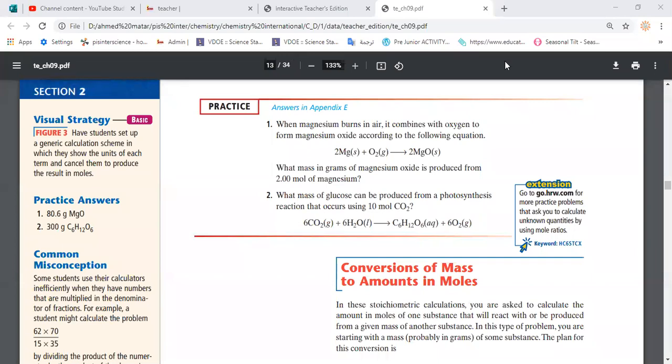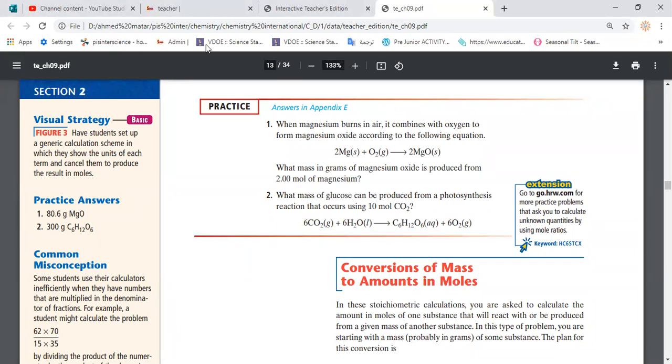So here, guys, pay attention, and if you know the answers, just raise your hand. Let's find: when magnesium burns in air, it combines with oxygen to form magnesium oxide according to the following equation. And he already gave you this chemical equation. As we said, in stoichiometry problems we must always start with a balanced chemical equation. So the first step is already provided for you. What mass in grams of magnesium oxide is produced when 2 moles of magnesium react?